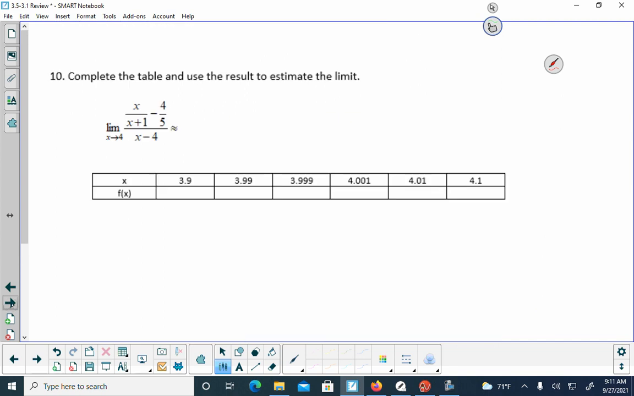And the last one, it says complete the table. So you're putting this into your calculator, and you're doing the 3.9, 3.99, and you're showing me all the decimals that the calculator shows you. So I'm going to have 0.0408, 0.0401, 0.04, and my calculator did stop at that 0.04, 0.04, 0.0399, and 0.0392. And so I'm going to say that the limit is going to be 0.04, and that's all you have to do for that one.